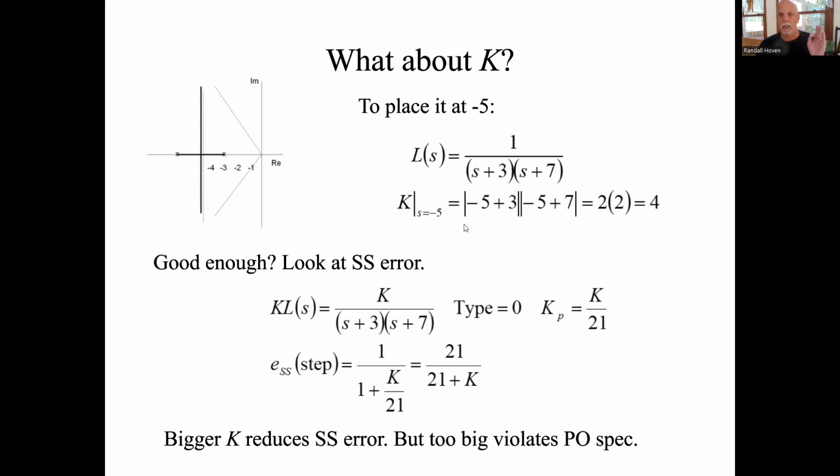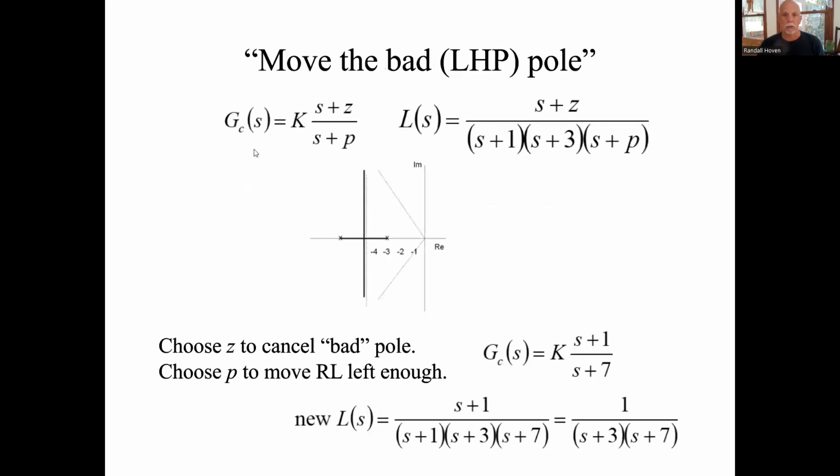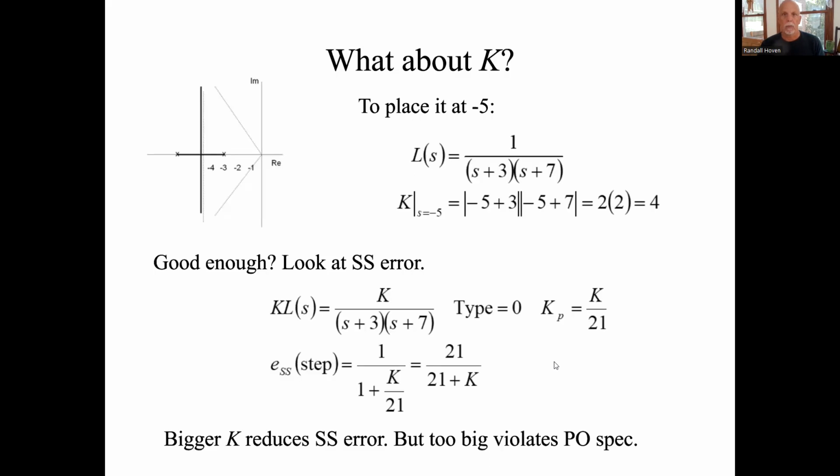And I have a video of how to calculate a K. You turn the L upside down, which in our case would just be the product of these two terms, and you replace the S with the point, minus 5. So these two magnitudes, which everything's real, so the magnitudes are just absolute values, calculates out to 4. So a K of 4 with this controller, you'll get right to this point here, which satisfies both specs.